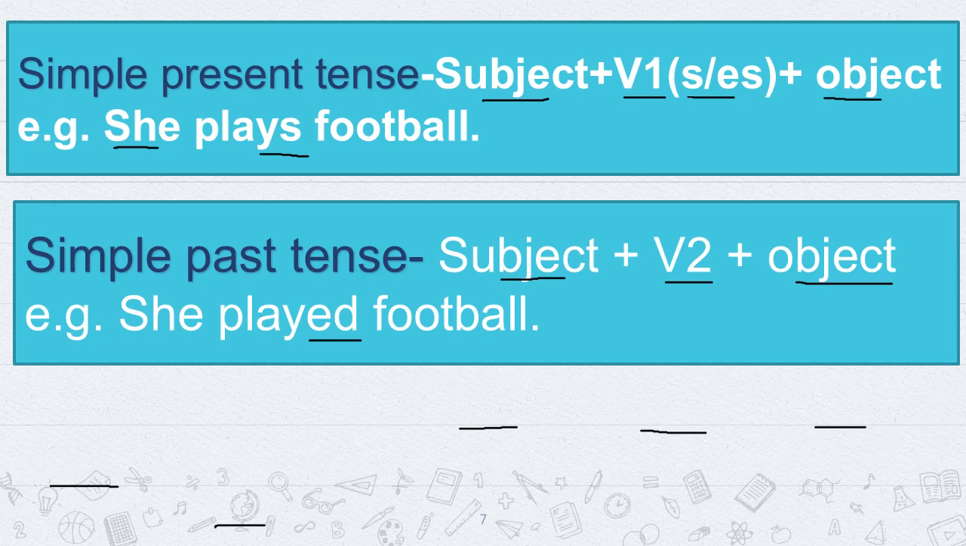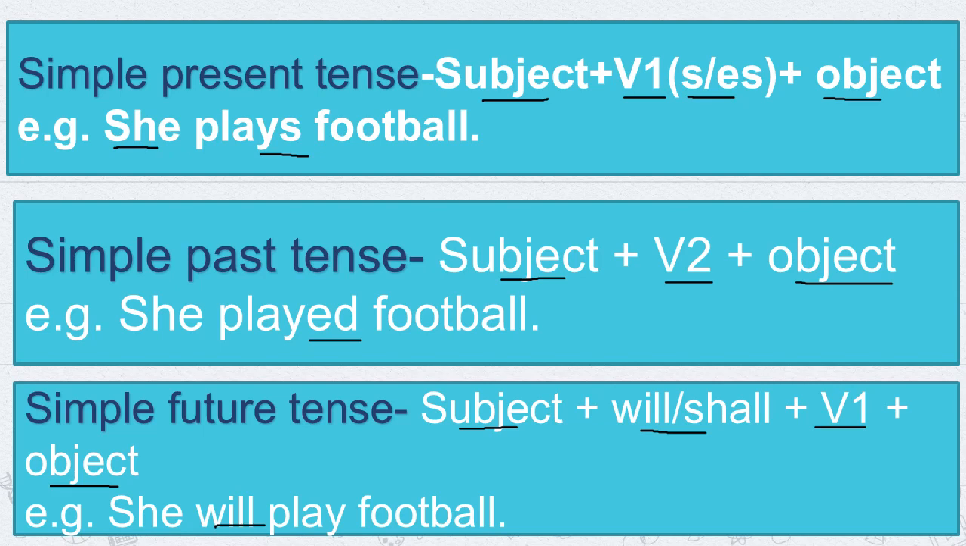Simple past tense. In simple past tense, we always use verb second form, doesn't matter whatever the subject is, whether it is first person, second person or third person. Verb second form will be used in the simple past tense. Now if we talk about simple future tense, will or shall plus verb first form is used in it. And the example of this is: she will play football.